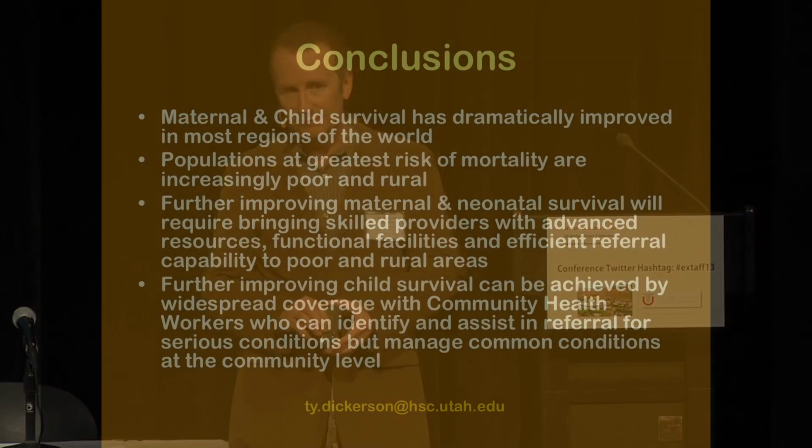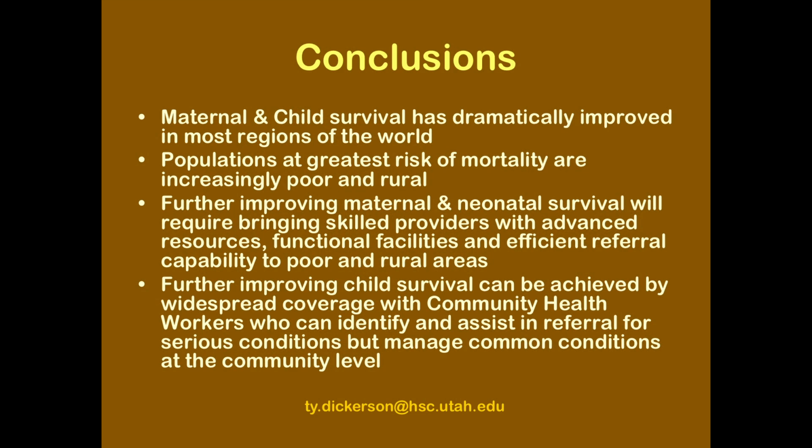So in conclusion, maternal and child survival has improved dramatically in most regions of the world. Populations at greatest risk are increasingly poor and rural. We must reach them if we are going to improve maternal, neonatal, and child survival. Further improving survival will require bringing skilled providers with advanced resources, functional facilities, and efficient referral capabilities to poor and rural areas. For children, a little bit different. The major killers are amenable to identification, recognition in the community setting, and treatment in that setting.